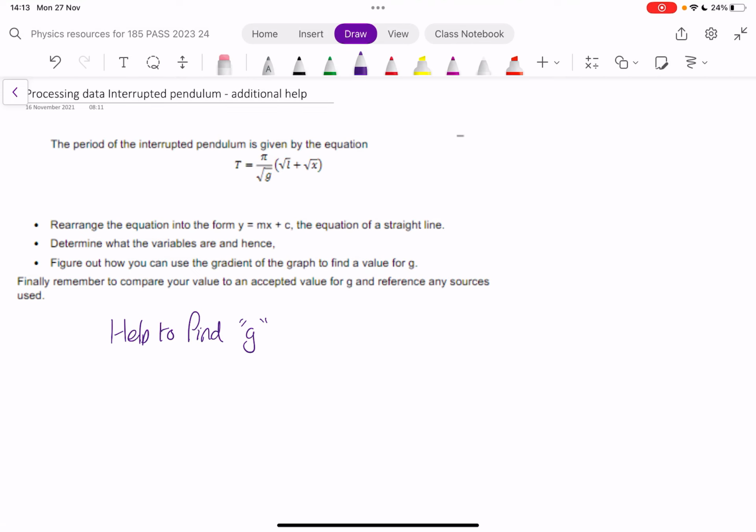So here's a quick video to look at each of the steps of the analysis. To start with, we're going to look at one that helps you get to your value for G. So we start with the equation here. And we've already gone through this stage, but it's worthwhile just recapping it. So multiplying this out essentially gives us this.